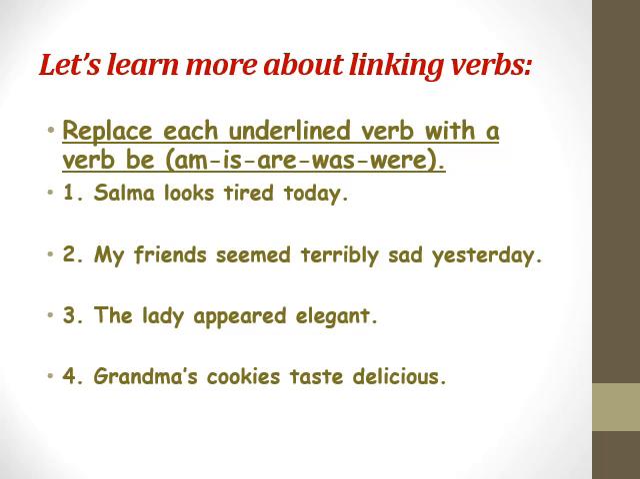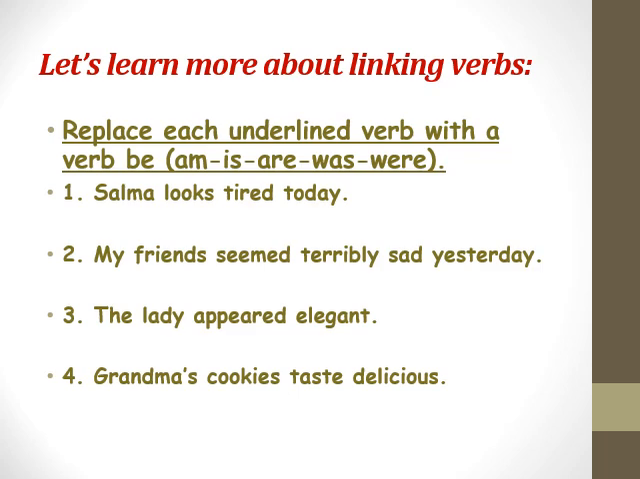Here is an activity that will help us understand more the linking verbs and their kinds. The question says, replace each underlined verb with a verb to be, either am, is, are, was, or were. Sentence number 1. Salma looks tired today.